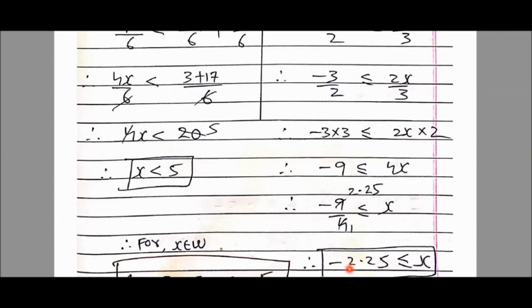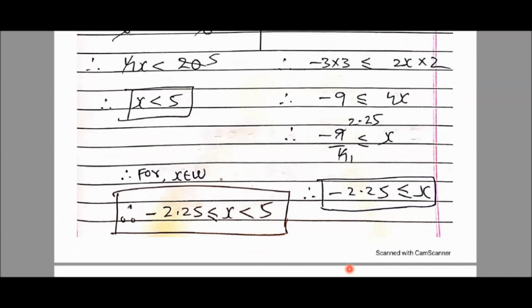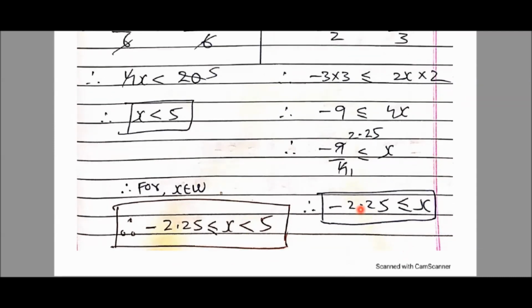Say please, all of you say. Yeah, the answer is on the screen. Minus 2.25 less than or equal to x I copied here, and here it was given x is less than 5. X I already wrote here, so less than 5 here. So like this I can club it.